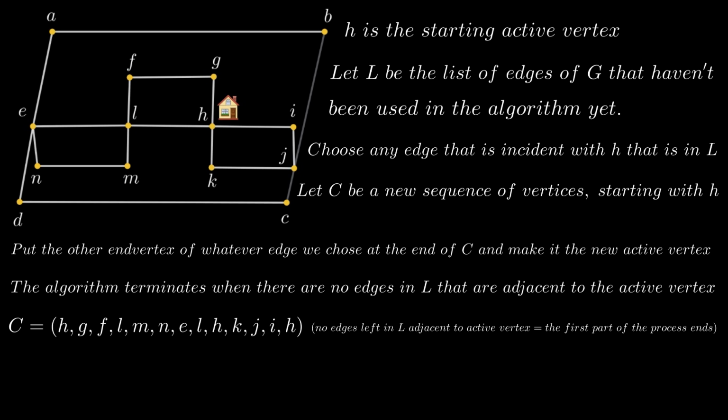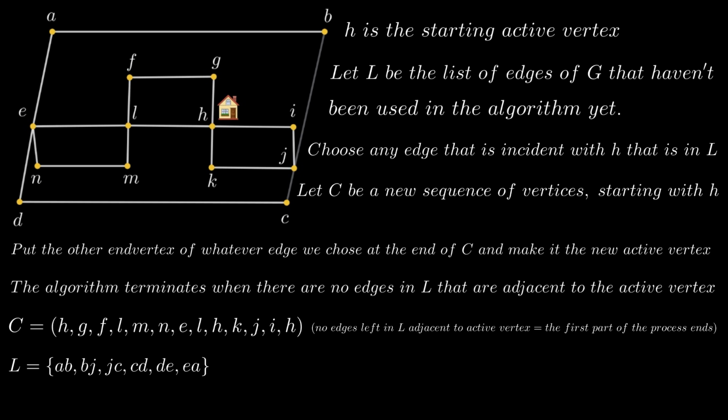So now what do we do? We start the process again from the first vertex in C that is an end vertex of an edge in L. So the remaining edges in L are as you see here. They haven't been used yet: AB, BJ, JC, CD, DE, and EA.